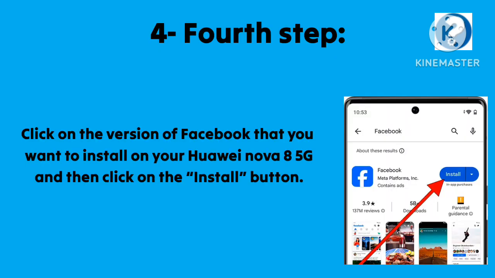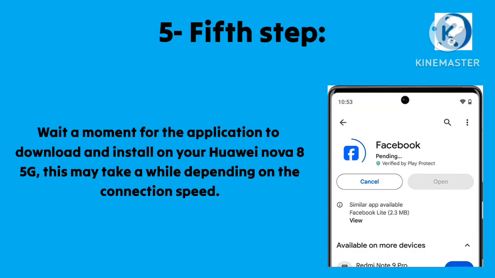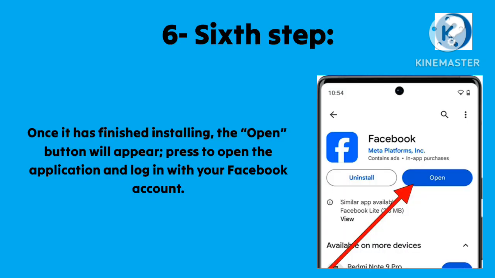4th step. Click on the version of Facebook that you want to install on your Huawei Nova 8 5G and then click on the Install button. 5th step. Wait a moment for the application to download and install on your Huawei Nova 8 5G. This may take a while depending on the connection speed. 6th step. Once it has finished installing, the Open button will appear. Press to open the application and log in with your Facebook account.